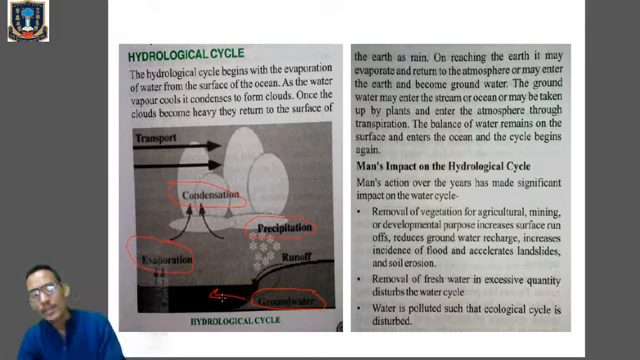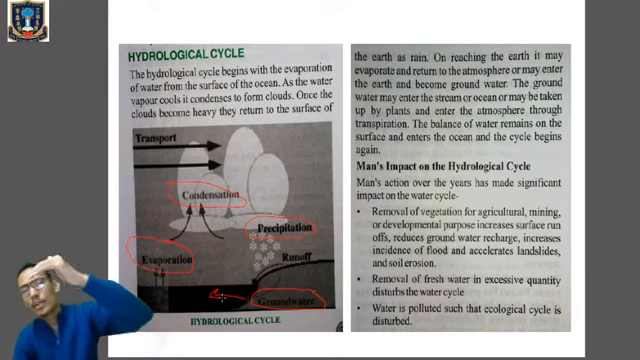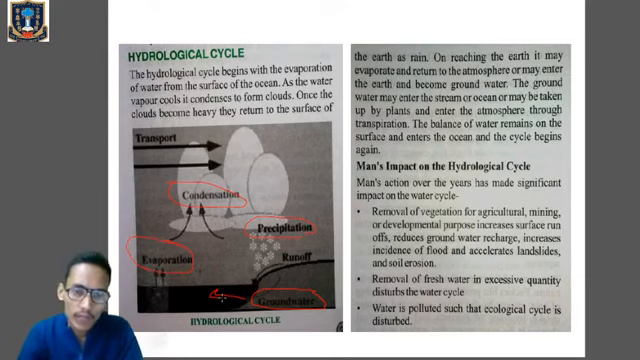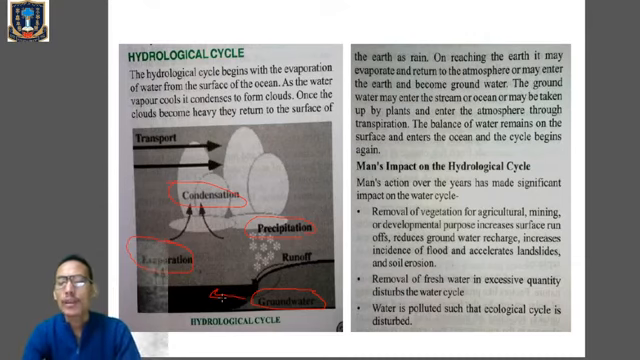So again there will be evaporation, again there will be condensation, which will lead to the formation of cloud. Again the cloud will become heavy and will come back down to the earth in the form of rain. So this will form the hydrological cycle. Now, the main impact on the hydrological cycle.